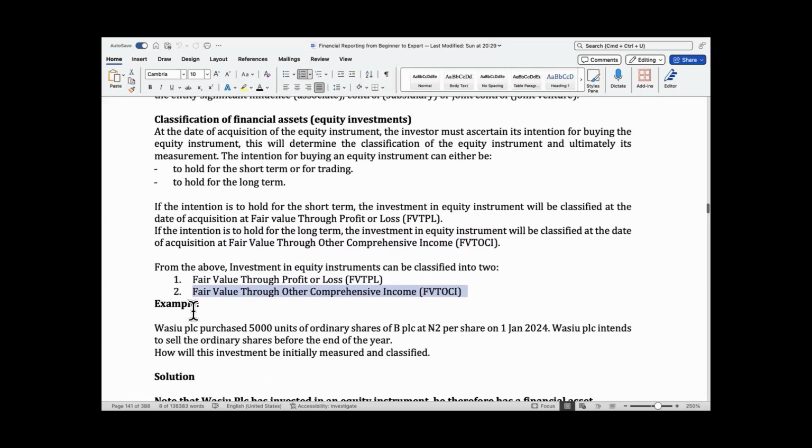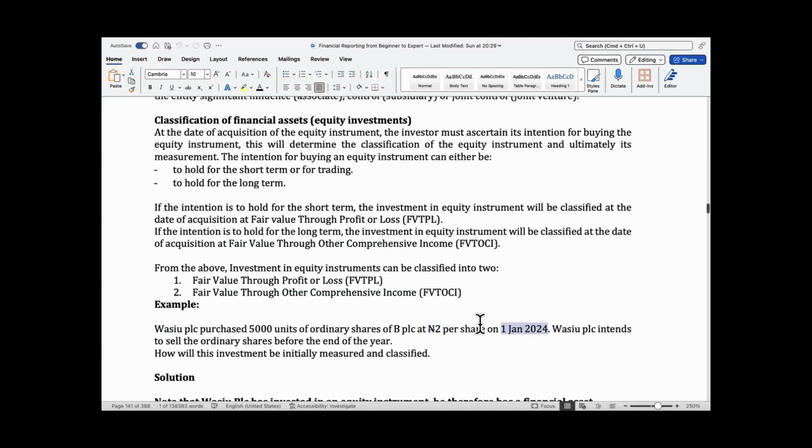So for example now, if Wasi PLC bought 5,000 units of shares of BPLC, he bought it at 2 naira each on 1st January 2024. We're now told that Wasi intends to sell the shares before the end of the year. How would this investment be initially measured and classified? You see, the initial measurement is at transaction price, which is the 5,000 units multiplied by 2 naira per share. We'll be looking at 10,000 naira.